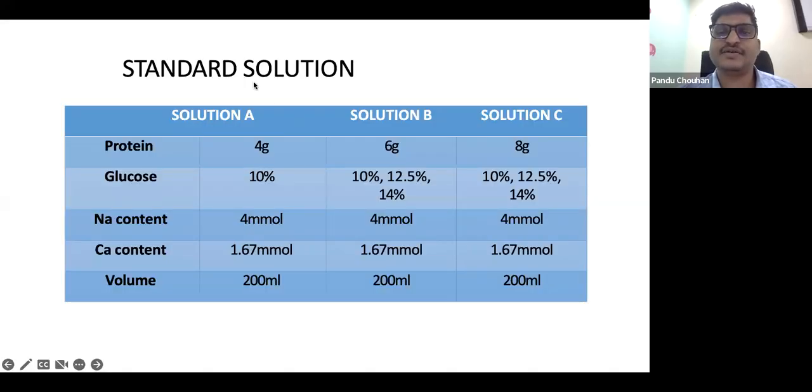Whenever the standard solutions are available, they are available mostly in the European countries, not readily available in other geographic regions. And when they are available, you can use them. The volume can be used according to the calculations made. Or when standard solutions are not available, we have to prepare them at our centers.